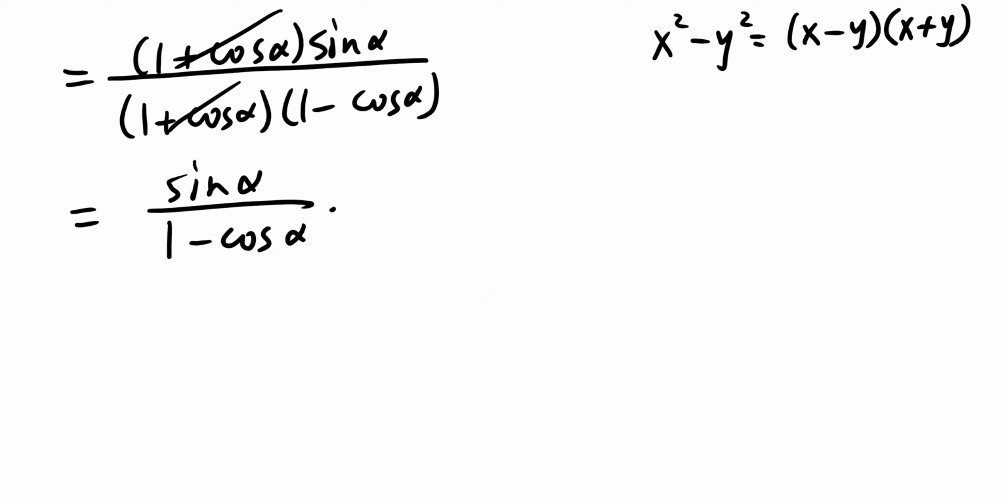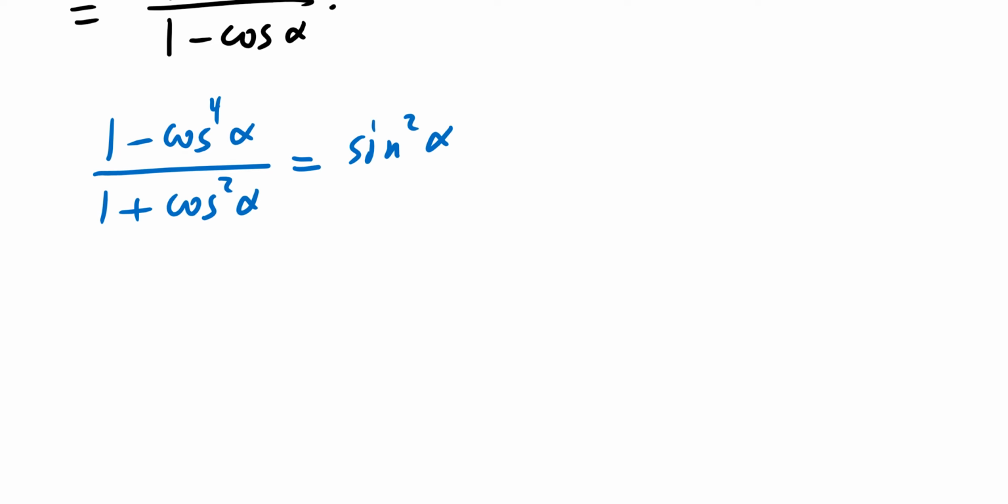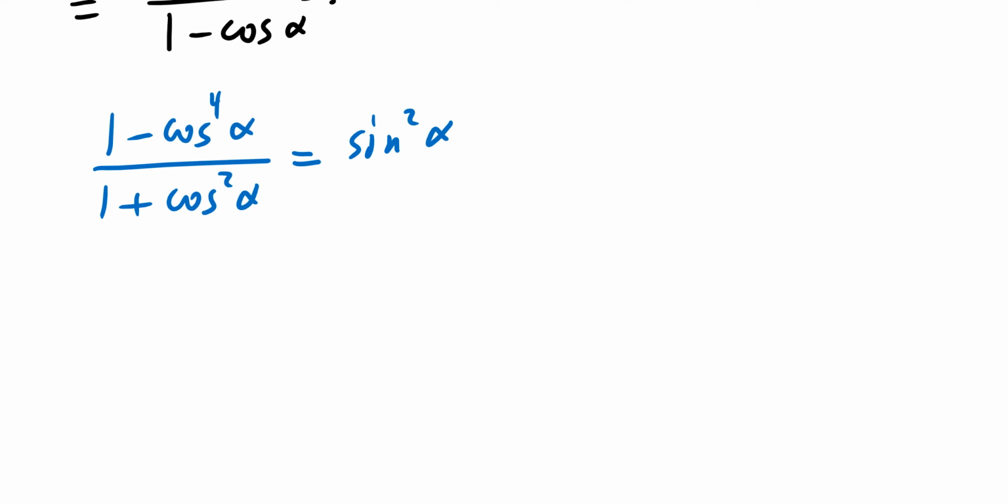I can show one more example. 1 minus cosine to the 4th alpha over 1 plus cosine squared alpha equals sine squared alpha. Of course, you can pause the video and try it. First, it's important to try the problem.